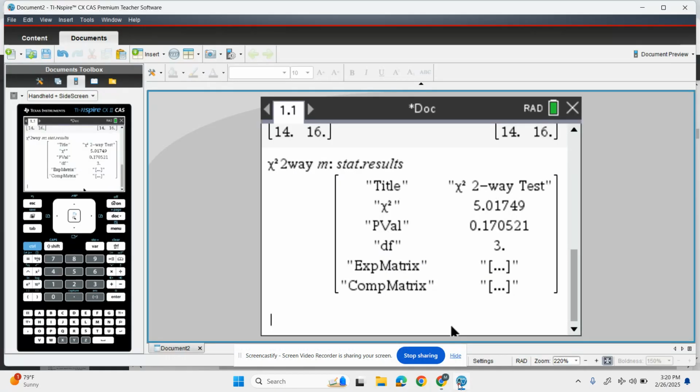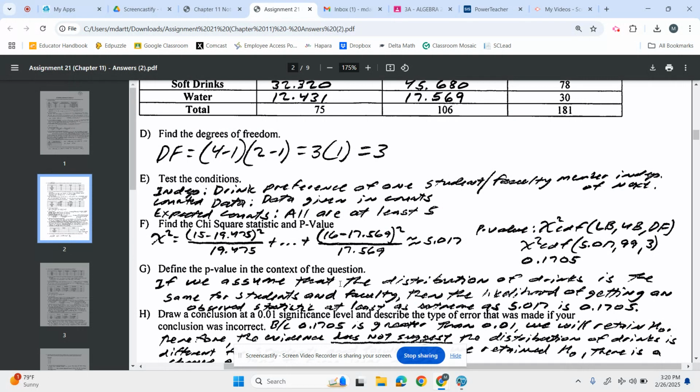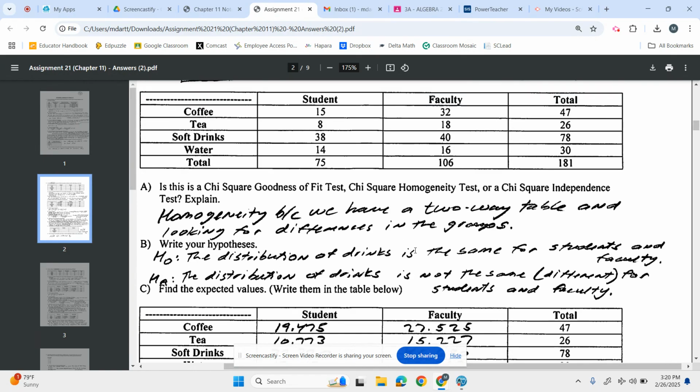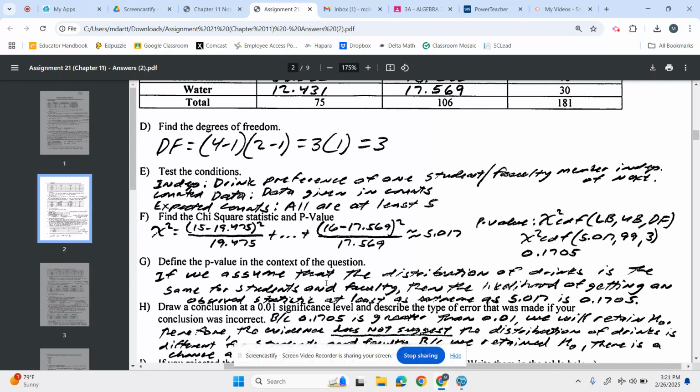Now the p-value, we already know it should be 0.1705, but I do have to show the chi-squared work. So the lower bound is just going to be my statistic. For the upper bound, I suggest using infinity, but if you have the 84, it's 99 or whatever. And then remember, our degrees of freedom was 3. So how would I define the p-value? If we assume the null, that the distribution of drinks is the same for students and faculty, then the likelihood of getting an observed statistic at least as extreme as our chi-squared is our p-value.